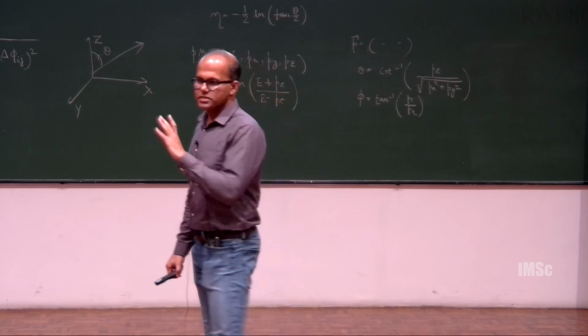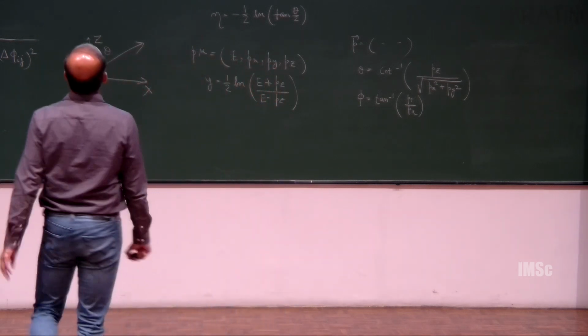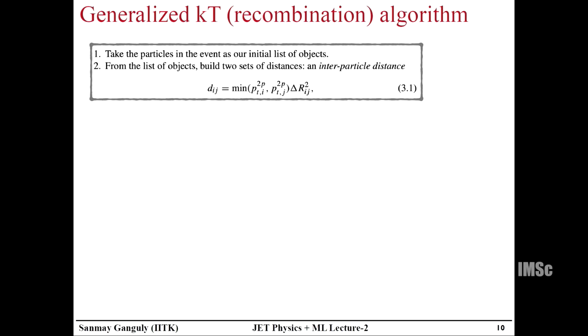But the ones which are used day in and day out are these, the general family of KT. The T stands for transverse, and there the distance parameter is constructed in general this way. There is a minimum of PTi to the power 2p and PTj to the power 2p, where p is a parameter, times delta R ij whole square, where this is the delta R ij by definition.